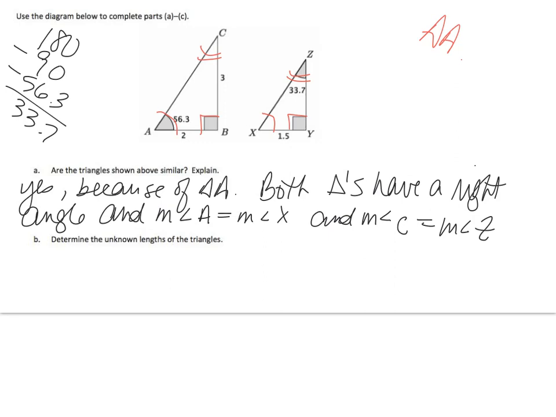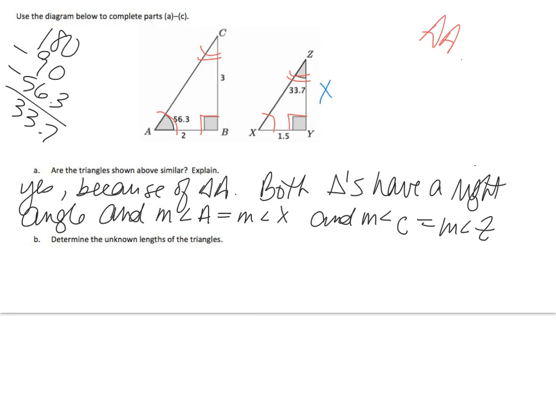Determine the unknown lengths of the triangles. If you remember back to the last few lessons, we just set up some ratios to determine that. So first of all, let's assign some variables. Let x represent YZ. Go ahead and put it in blue. Let's go ahead and set that up.